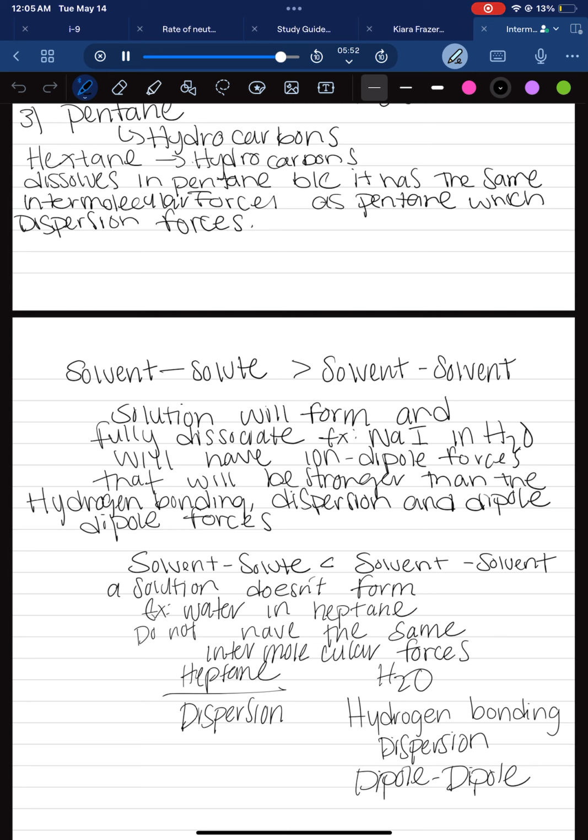And we want to make sure that we remember solutions will form and fully dissociate when we have an ion dipole force molecule. And the solution will not form when we have a molecule that only contains the weakest force, such as dispersion forces, when it comes to water, which has hydrogen bonding, dispersion forces, and dipole-dipole forces.